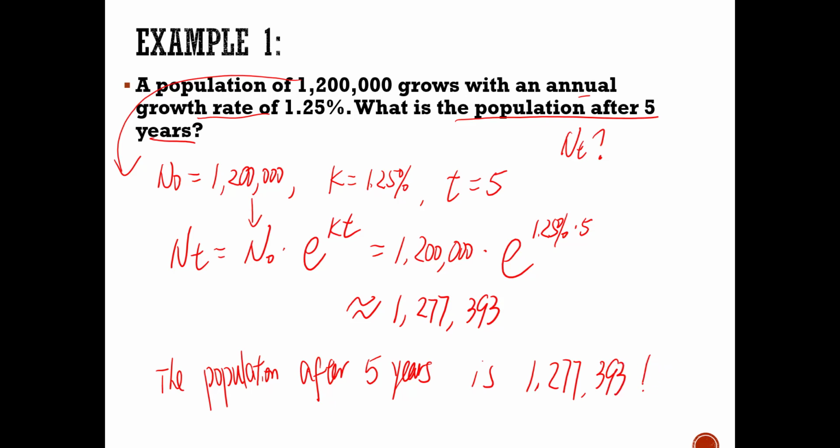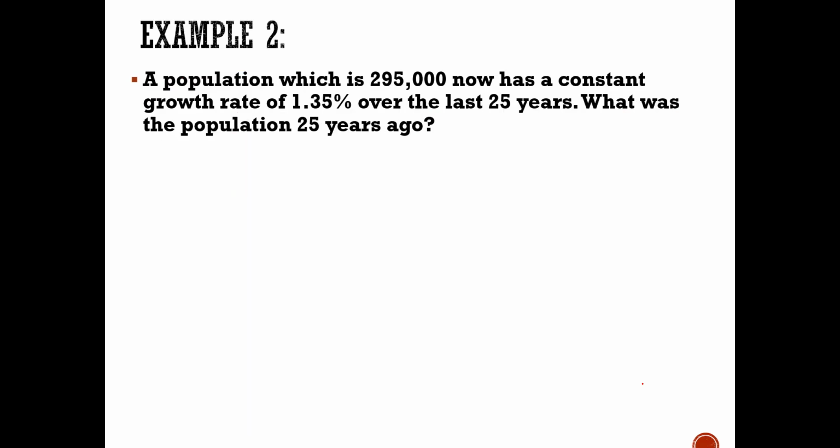Okay. So analyze the situation, assign a variable, given numbers, and then we solve for the unknown. All right. Second example, a population which is 295,000 now has a constant growth rate of 1.35% over the last 25 years. A constant growth rate is given. So K is given, 1.35%. Time T is given, the last 25 years. What was the population 25 years ago?